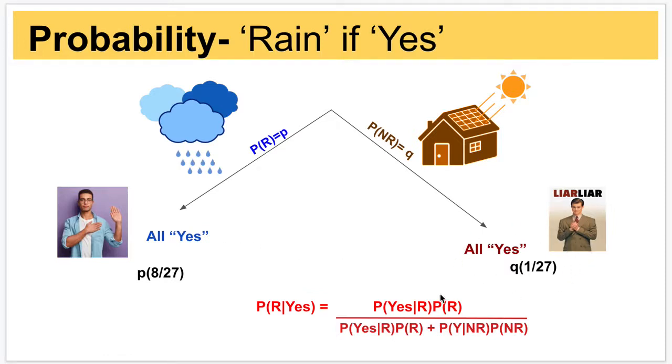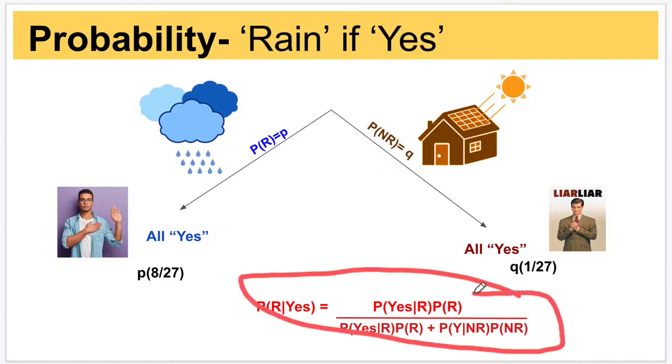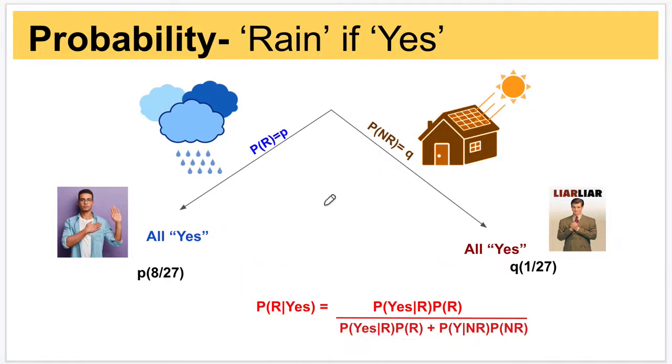And so the probability of the yes is going to be the sum of these 2 conditional probabilities, which is the probability of yes given that it's raining times the probability of it raining, plus the probability of yes given that it's not raining times the probability of not raining. So this is our equation. This is the general equation. And if we know the actual probability of raining, we can actually solve for that.